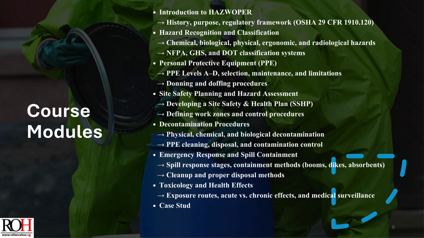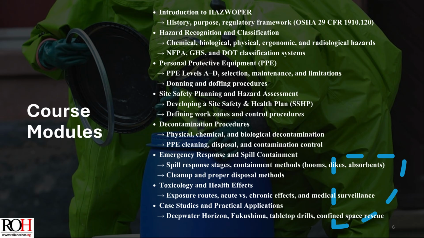3. Personal Protective Equipment, PPE: PPE levels, selection, maintenance, and limitations. Donning and doffing procedures. 4. Site Safety Planning and Hazard Assessment: developing a Site Safety and Health Plan, SSHP. Defining work zones and control procedures. 5. Decontamination procedures: physical, chemical, and biological decontamination. PPE cleaning, disposal, and contamination control.